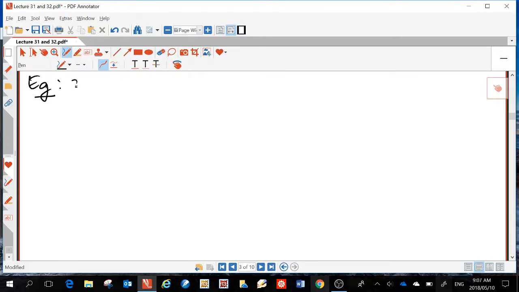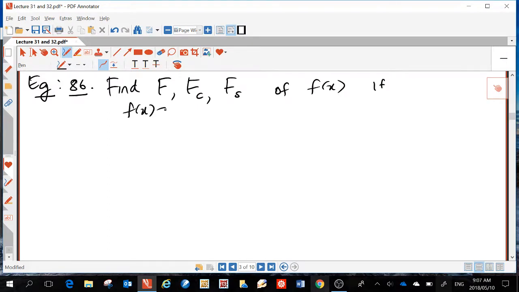So, for example, 86 is a nice example that unifies everything. Find the Fourier cosine and the Fourier sine transform of f of x if f of x is 1 minus x squared for absolute x less than or equal to 1 or 0 elsewhere.